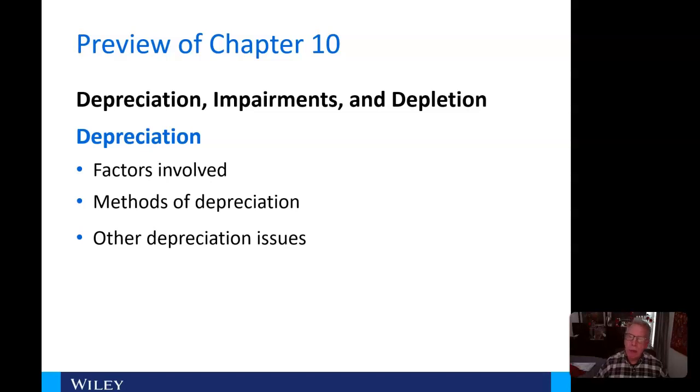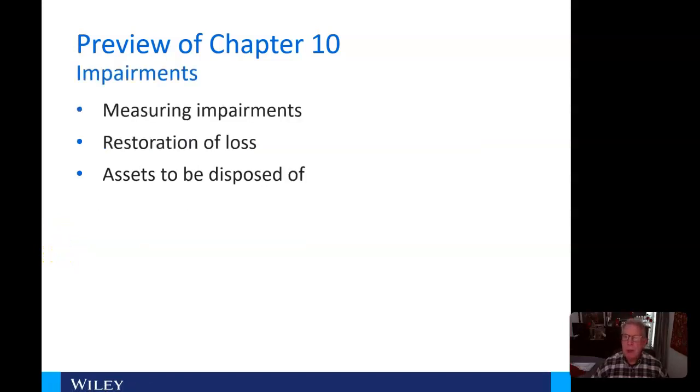So as we preview Chapter 10, we're going to look at depreciation first here, and the factors that are involved, the methods that we can use to calculate depreciation, and some other depreciation issues. Impairments are the next subtopic, and here we'll look at how we measure impairments, look at the restoration of a loss, and assets to be disposed of.